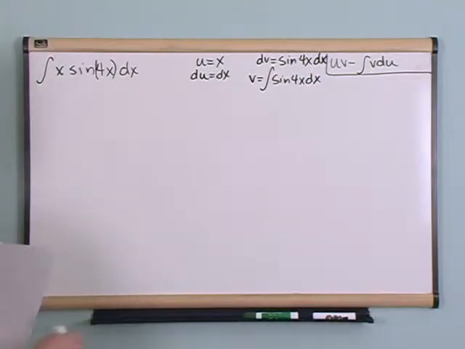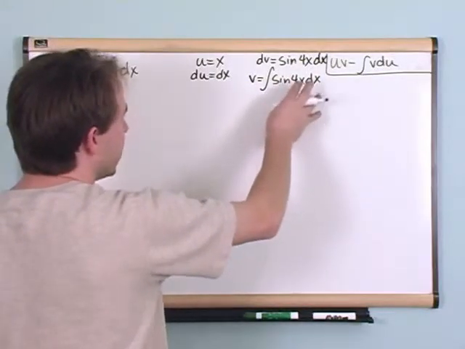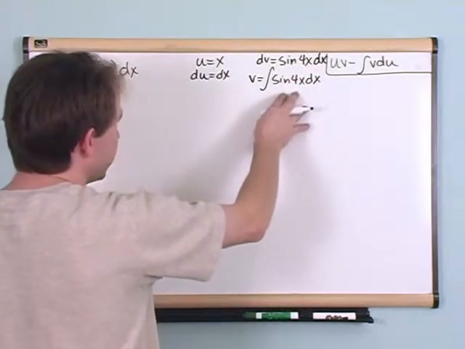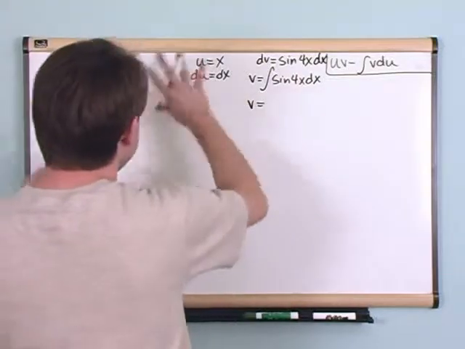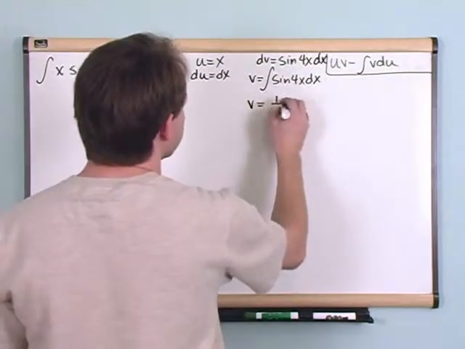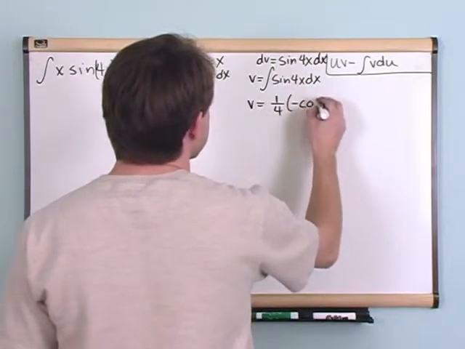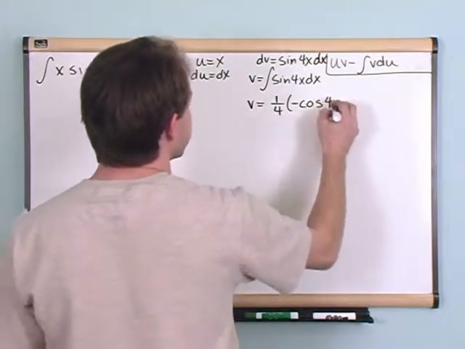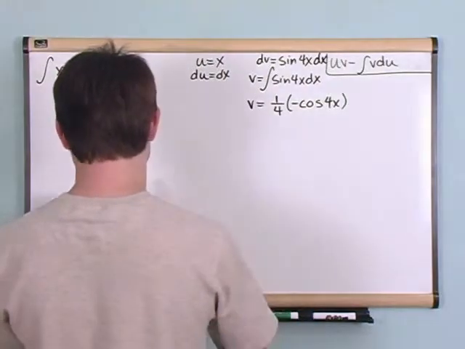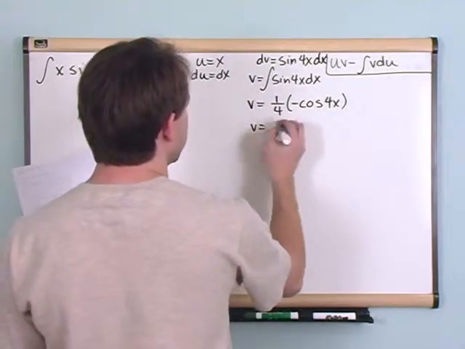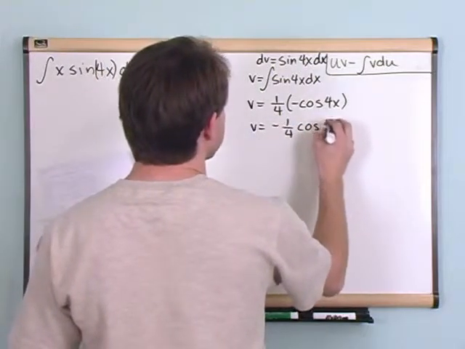Now again, the way you would do this is to use regular old substitution to do this integral. We've done problems very, very similar. In fact, we've probably done the exact same problem in another section. So I'm going to give you the answer just so you can get the big picture here. This is 1/4 times the negative cosine of 4x. So then v comes out to negative 1/4 cosine 4x.